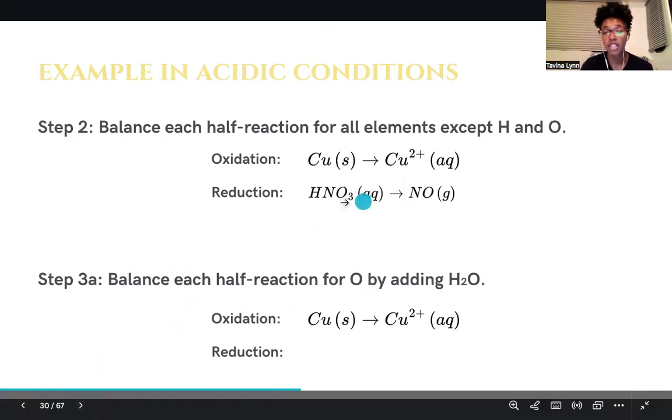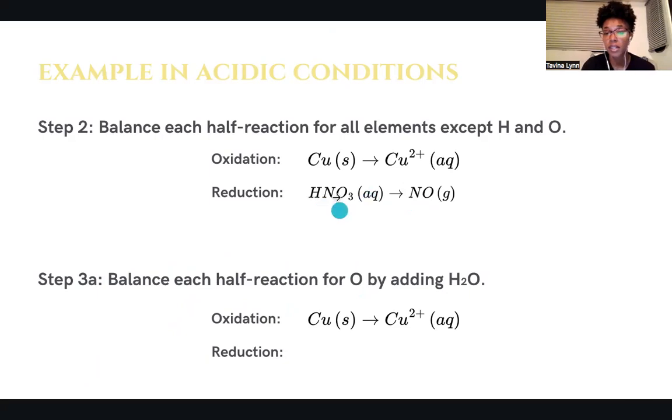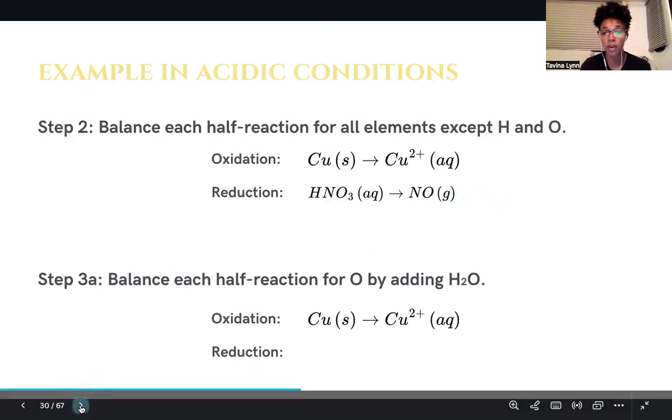But in our reduction step, we do have oxygens, right? We have 3 oxygens in our reactants and 1 on our product side. So to balance it out, we're going to add waters. So since we have 3 here and 1 here, we need to add 2 waters to our product side so that we have 3 oxygens in our product as well.